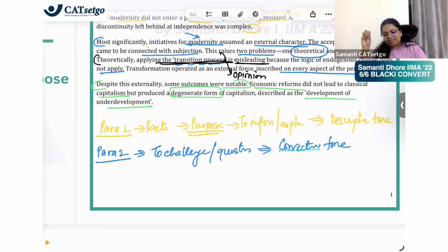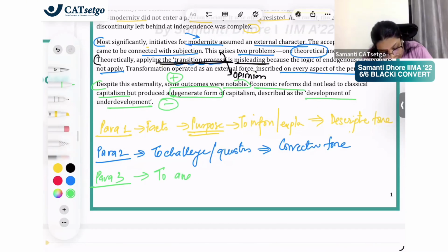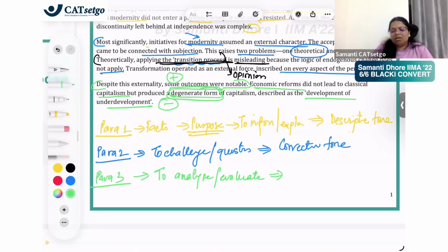And what is the last paragraph? Para 3. Despite this externality, some outcomes were notable, but economic reforms did not lead to a positive. So here they're saying that something was positive, but there was negative also. So here the author is analyzing. Author is evaluating, right? Some outcomes were good, but some led to a lot of negativity, like development of underdevelopment. Because the negative is much more than the positive, some were good, but negative has been described. That's why we will say that the tone is critical.